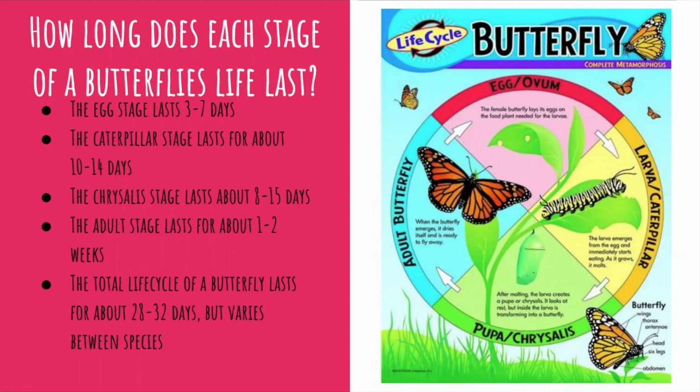The third stage is the chrysalis stage. The caterpillar then spins itself a chrysalis and begins to change into a butterfly. This stage lasts for about 8 to 15 days. The fourth stage is the adult stage. The butterfly then emerges and grows drastically until it is ready to mate and lay eggs. This lasts about 1 to 2 weeks. The total life cycle of a butterfly lasts for about 28 to 32 days, but varies between.